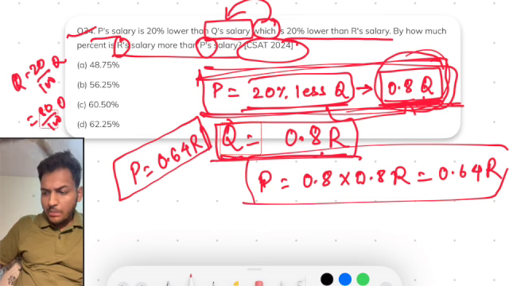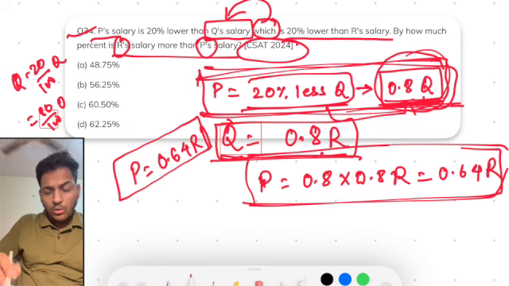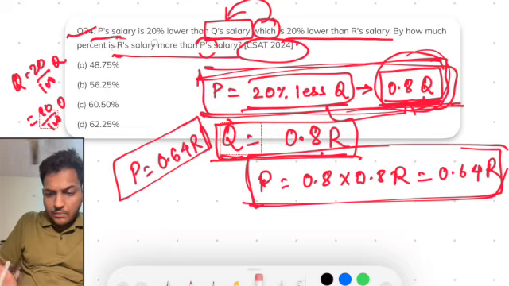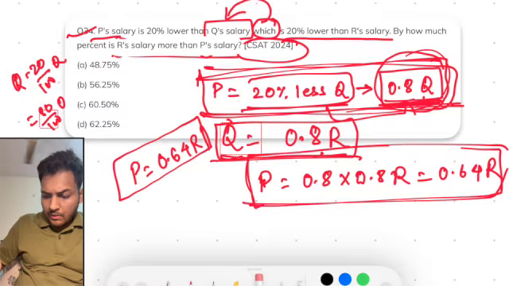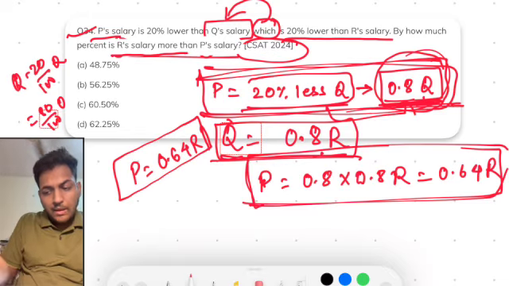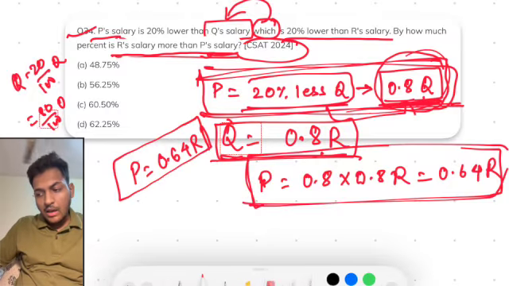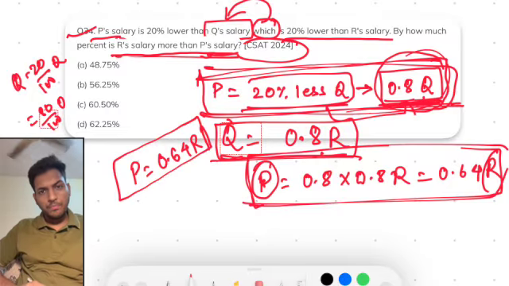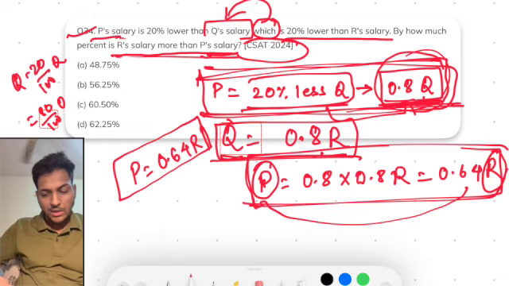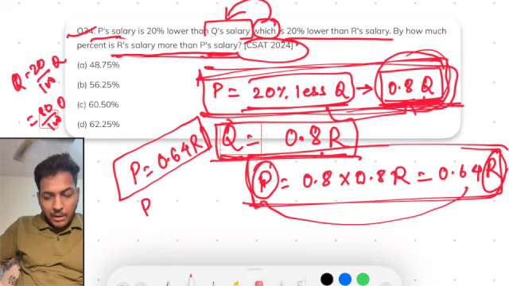So now we get a relation between P and R. Now you have to very clearly see what the question is saying. They are saying, how much percent is R's salary more than P. That means from P, how much is R more. That means P should be the reference. So what you will do is R minus P divided by P into 100.